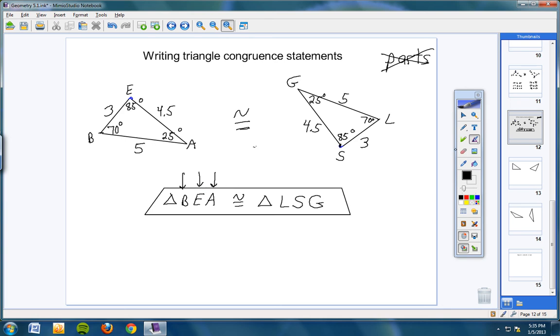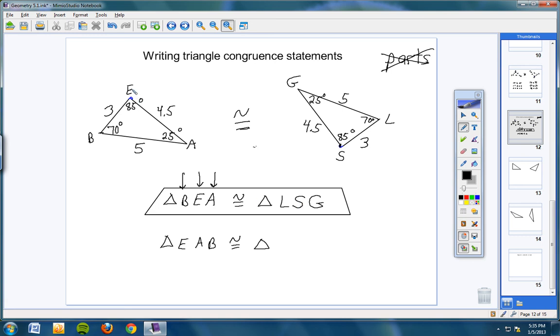Now, you might say, Mr. Earhart, how did you know to write triangle BEA? It doesn't matter. Let's change it around. Let's say triangle EAB. That's fine. But don't forget, if you change these letters around, then these letters here are also going to be turned around. In other words, here's angle E. Okay, now look up here. What letter went with angle E? Wasn't it S? Here's E. Second letter over. Here's S. Second letter over.